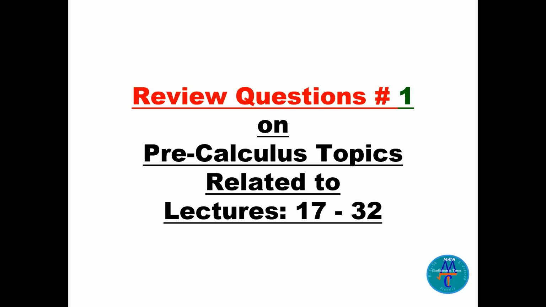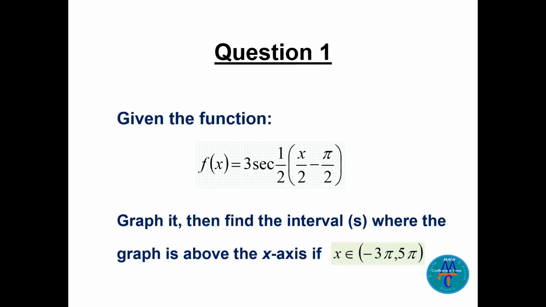This is review questions number 1 on pre-calculus topics related to lectures 17 to 32. Question number 1: given the function f of x equals 3 secant of (half times x over 2 minus pi over 2). Graph this function and find the interval or intervals where the graph is above the x-axis if x is between minus 3 pi and 5 pi.